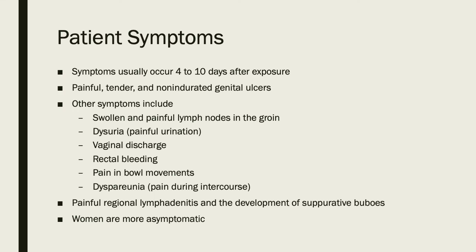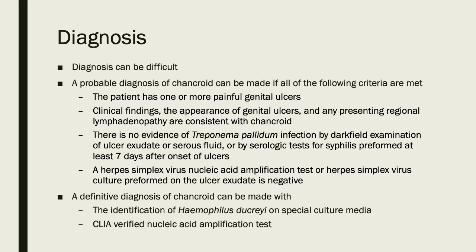The diagnosis of chancroid based on clinical findings is made challenging by its potential similarities to lesions associated with other more common causes of genital ulcer diseases, such as syphilis and herpes infections. A probable diagnosis of chancroid can be made if all of the following criteria are met. The patient has one or more painful genital ulcers. Clinical findings, the appearance of genital ulcers and any presenting regional lymphadenopathy are consistent with chancroid.